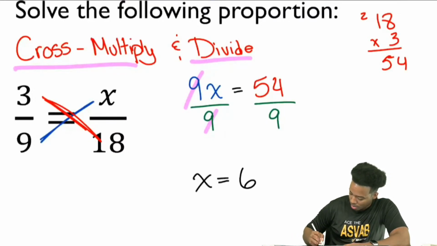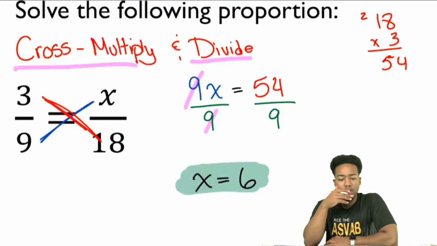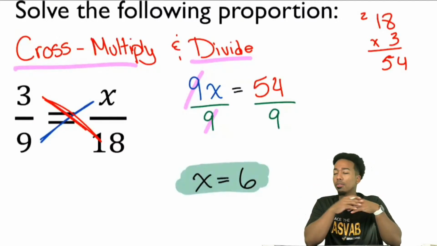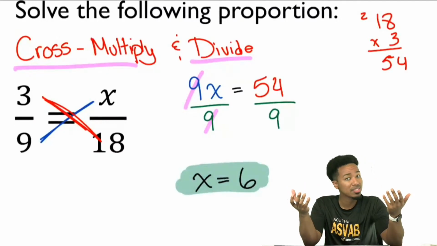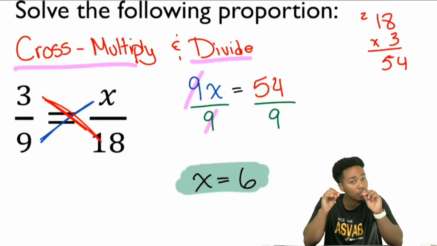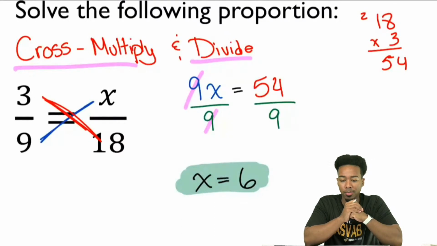Cool. So there we are. And we're good. So did that make sense, everybody? Was that a nice refresher? Cross multiplying and then dividing. It's a surefire way to solve any proportion. Sometimes it might take a little longer than you need to, but it will work as long as you follow the steps.